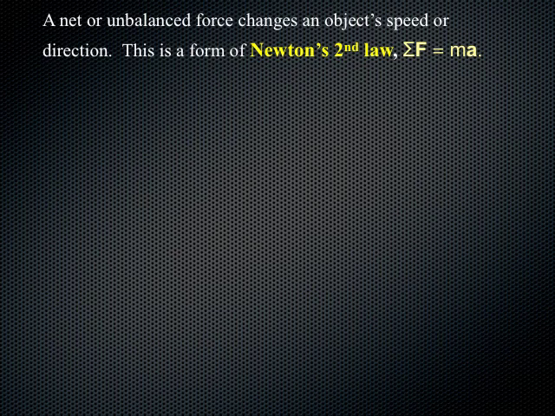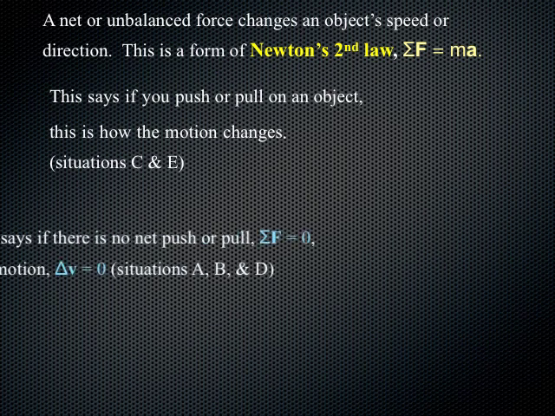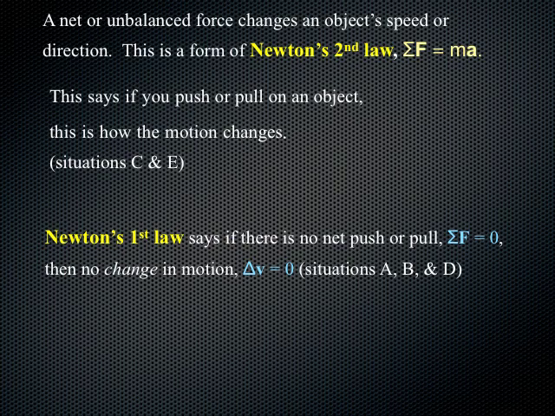The unbalanced diagrams, C and E, are examples of Newton's second law. The balanced force diagrams, A, B, and D, are examples of Newton's first law. Remember, Newton's second law tells you how an object changes its motion, by a net force. Newton's first law tells you if there is no net force, as in A, B, and D, if the forces cancel or balance, there's no change in motion. Careful what Newton's laws say, they are subtle. There's the second law about a change in motion, the first law about no change in motion. Italicized is the key word, change.